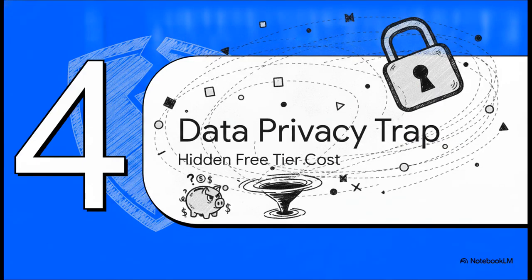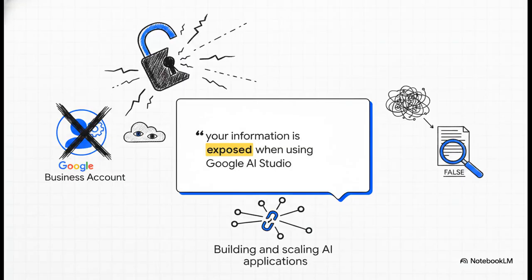Next up, part 4, the big data privacy trap. Let's dig into the hidden cost of the free tier. We really need to talk about this stark warning from a developer named Adapt Fast. It serves as a massive wake-up call for all of us.